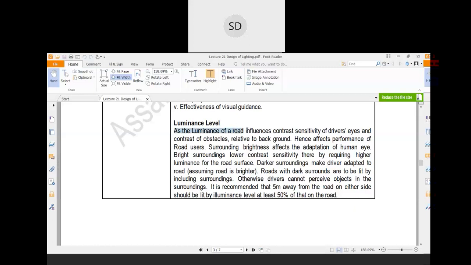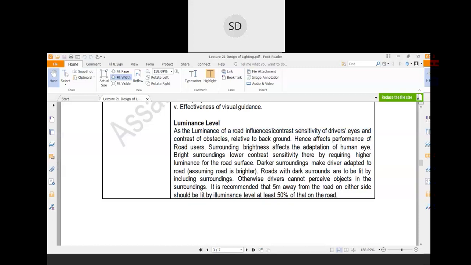The luminance of the road influences the contrast sensitivity of the driver's eyes and the contrast of the obstacles relative to the background. Luminance of the road means how much light is reflecting from the road surface. It influences contrast sensitivity, which means the difference between the brightness of the road surface and the objects, and the contrast of the obstacles relative to the background. Hence it affects the performance of the road users.